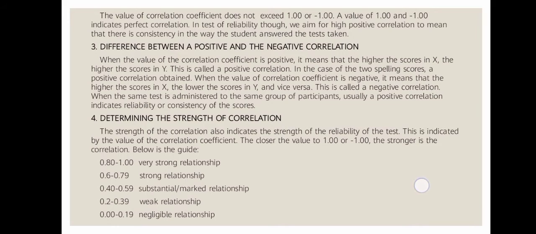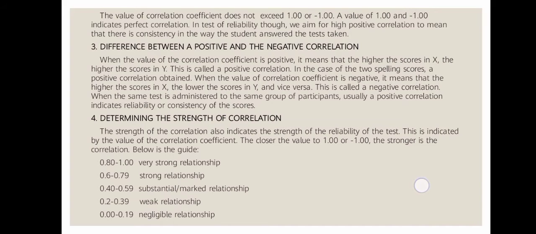Number 3, difference between a positive and a negative correlation. When the value of the correlation coefficient is positive, it means that the higher the score in X, the higher the scores in Y. This is called a positive correlation. In the case of the two spelling scores, a positive correlation was obtained. When the value of the correlation coefficient is negative, it means the higher the scores in X, the lower the scores in Y, and vice versa.